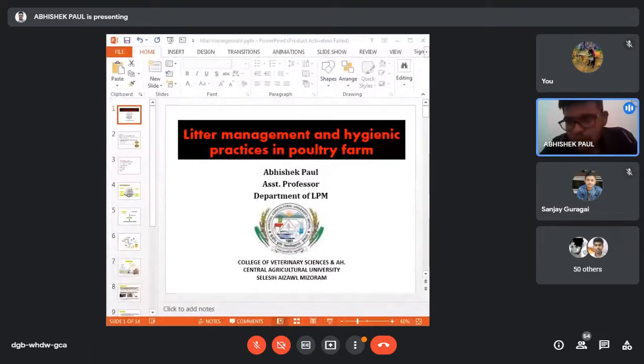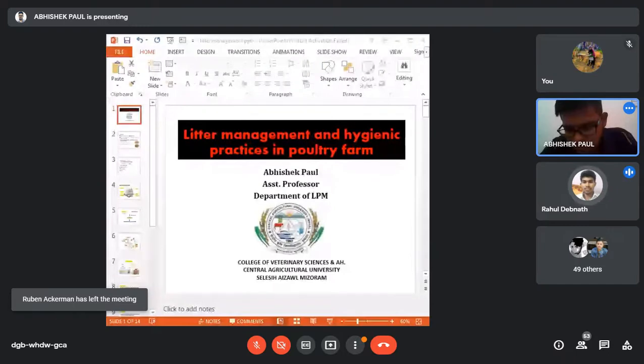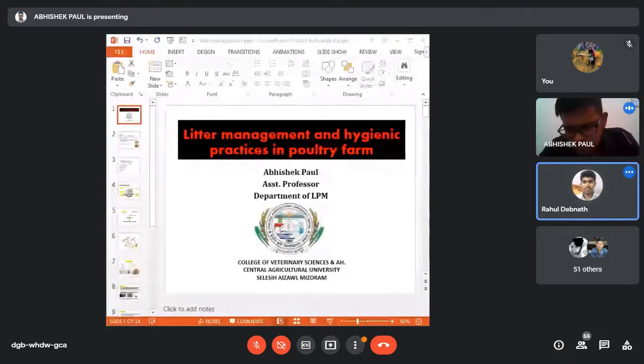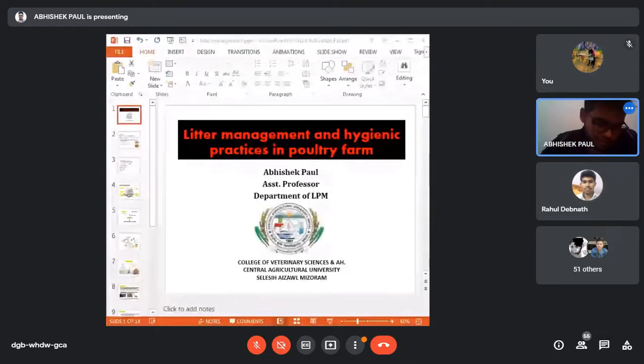Okay, so can anyone tell me this one? What is litter? What is the definition of poultry litter? Anyone from all of you? It is used as a bedding material for the poultry, and it is the garbage, rubbish. No. So that's what I want to know. What is the difference between litter and bedding material? Both are not the same. One is litter, the other one is the bedding material.